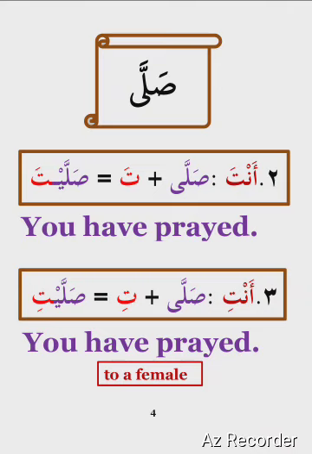Then you give sukun to the letter before it. So the verb salla will now become sallaiti. Sallaiti, which means you have prayed, talking to a single female person. In case you want to ask Zainab directly whether she has prayed, you are going to make use of this verb to ask her the question.